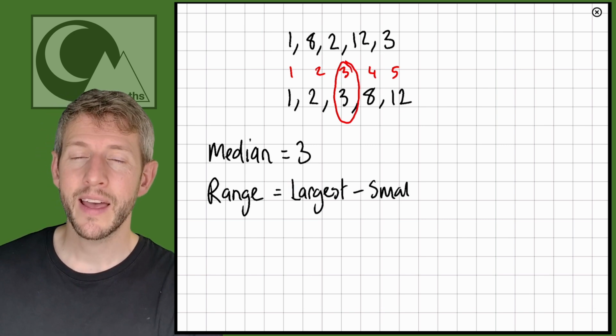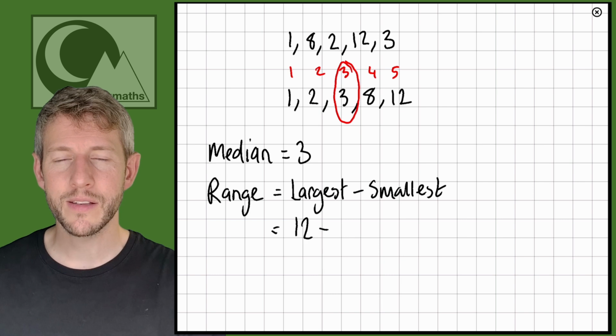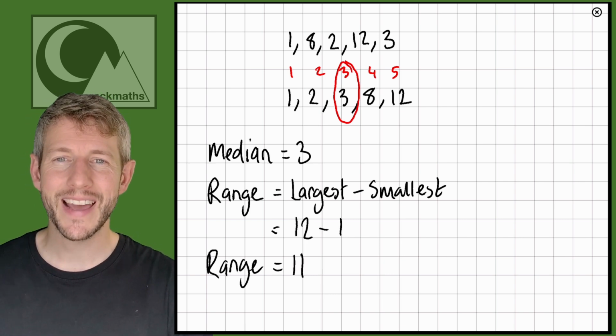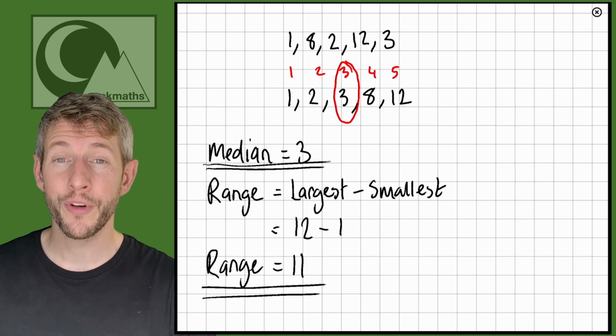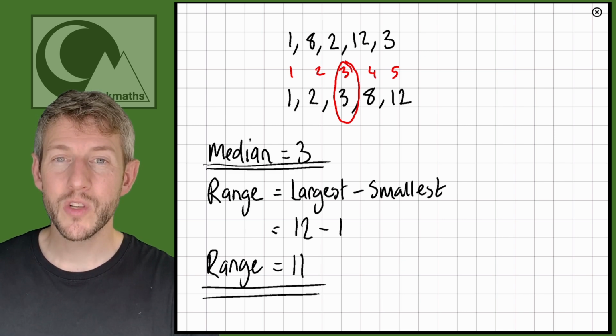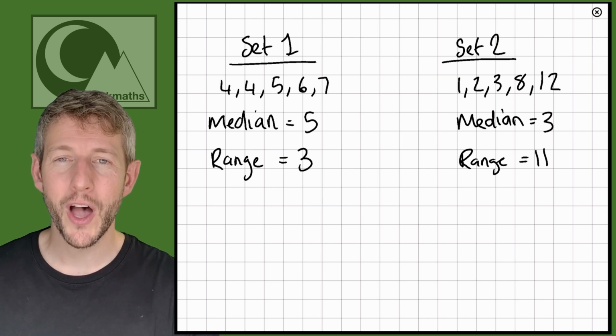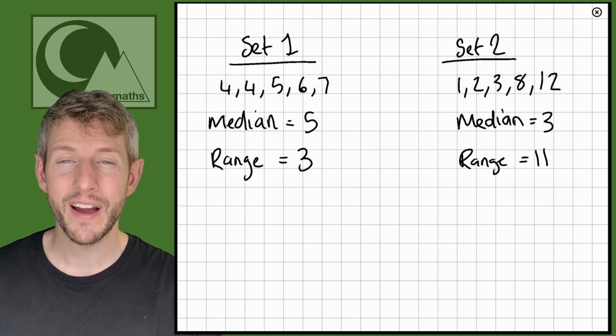And the range of this data is going to be the distance from the highest to the smallest. So that's going to be 12 take away 1. So this data is going to have a range of 11. What we can see here is we've got two groups of data, and they both have their own median and they both have their own range.